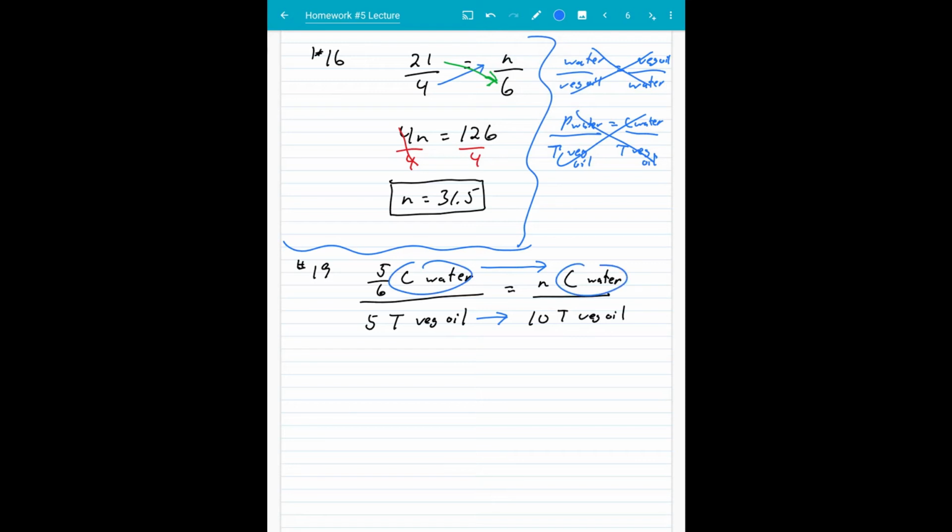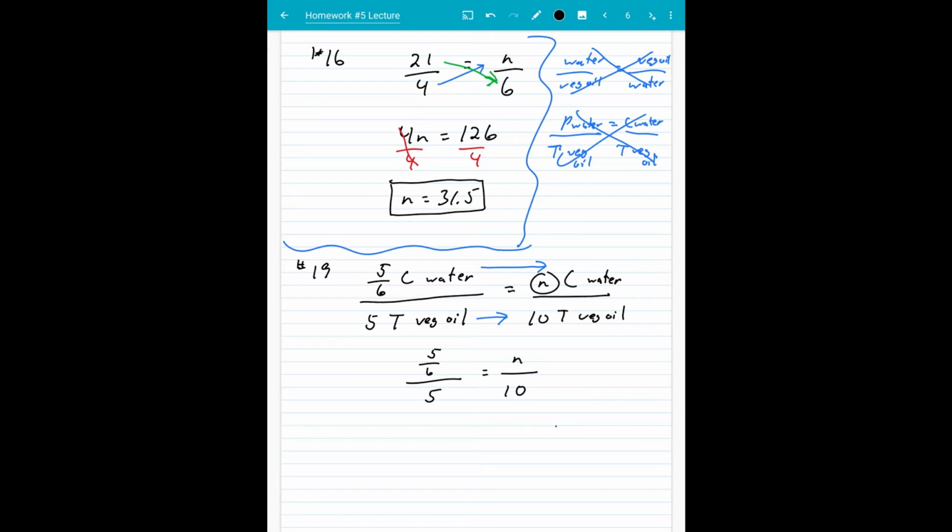Cup of water, tablespoon of veggie oil, tablespoon of veggie oil. Once you make sure that those are equal, you can go ahead and do the cross multiplication. So I'm going to do, we can ignore these units of measurements. If it helps, you can get rid of the units of measurements and just write down the numbers to kind of clear it up a little bit.